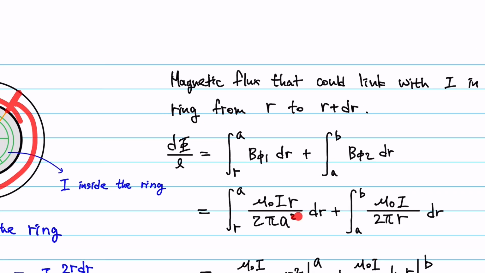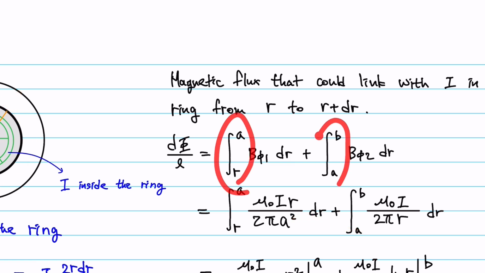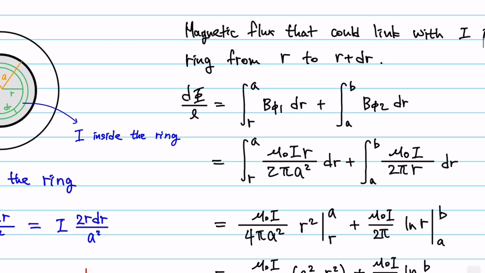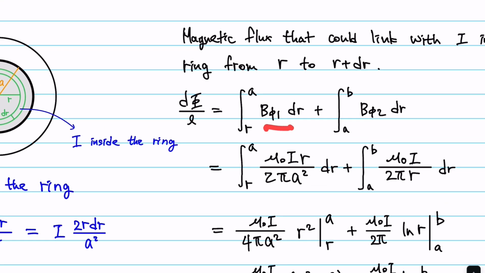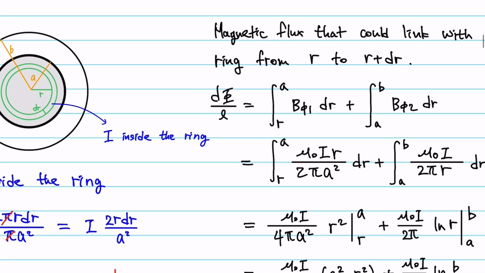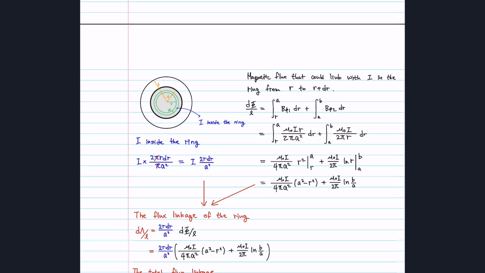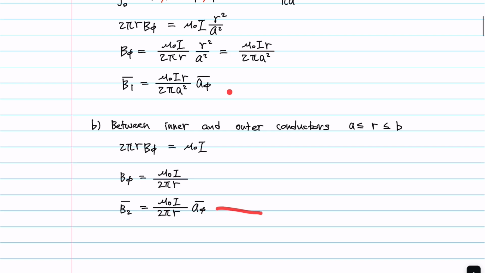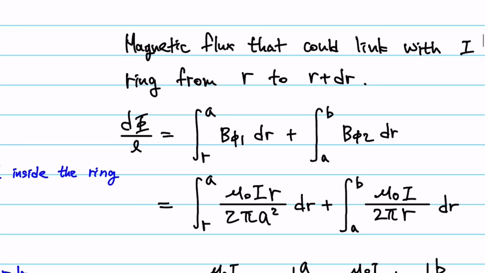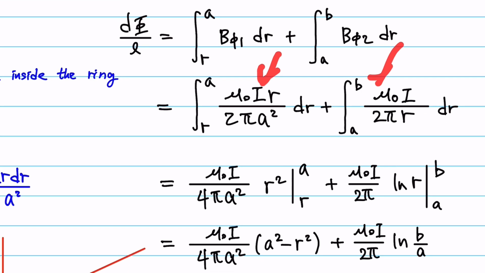So that's why we now need to integrate between these limits for both B vectors. You can see that we have the expressions for B phi 1 and B phi 2, which we have in the previous slide over here, these guys. And so you can plug them in over here. Then if you do the math, you get this expression. That's the expression for the flux per unit length.